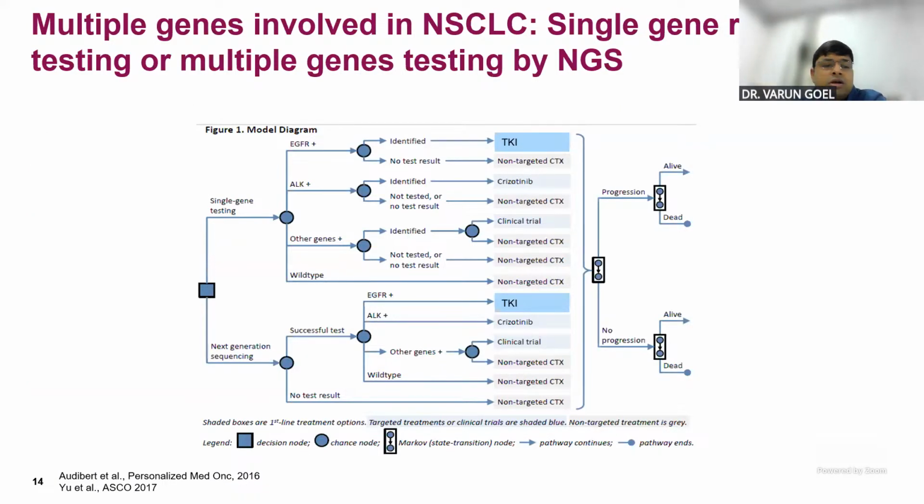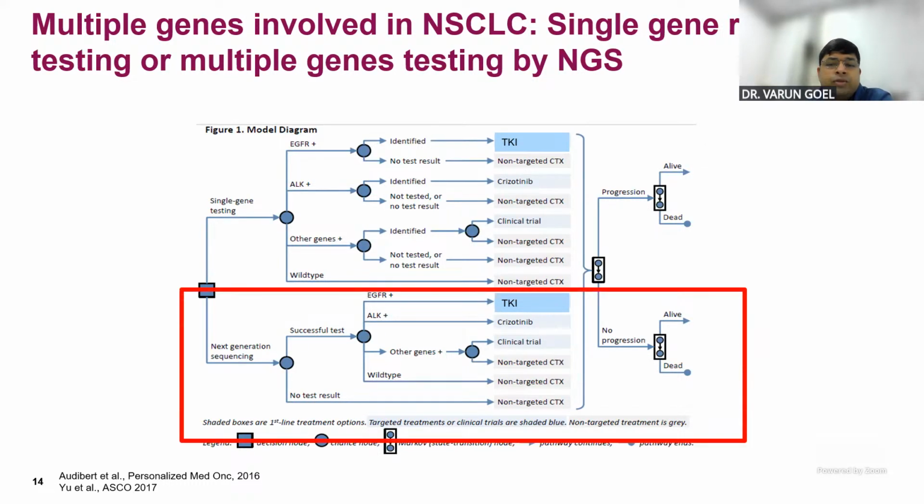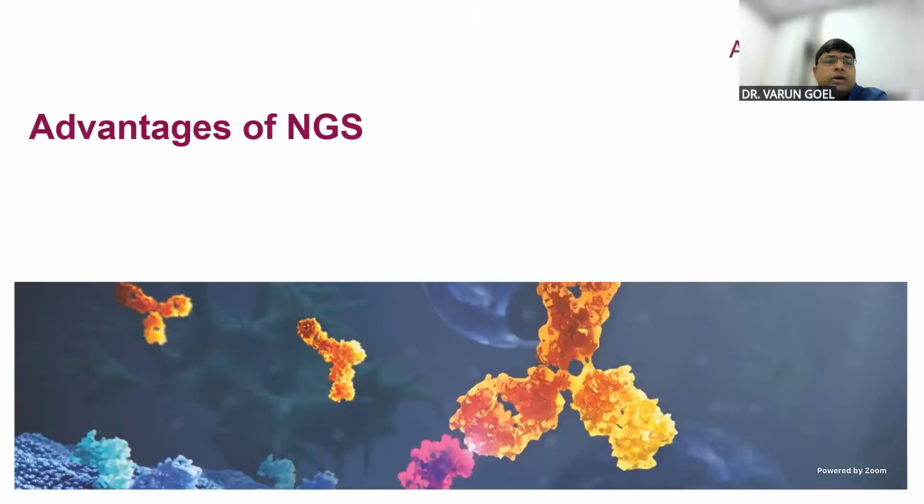Multiple genes are involved in NSCLC, but we can't order different tests sequentially for each and every mutation. If we compare single gene reflex testing with multiple gene testing by NGS, multiple gene testing is clinically feasible. We can't go sequentially, first EGFR, then ALK, then NTRK, then other genes. That is not feasible for the patient. We should order multiple gene testing by NGS upfront, and whatever mutation we get, we can plan the management accordingly. So what are the different advantages of NGS?